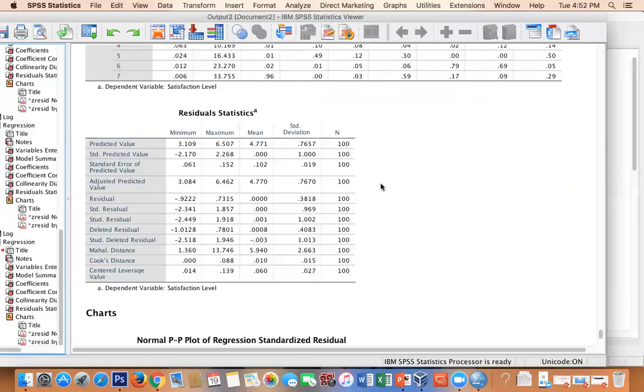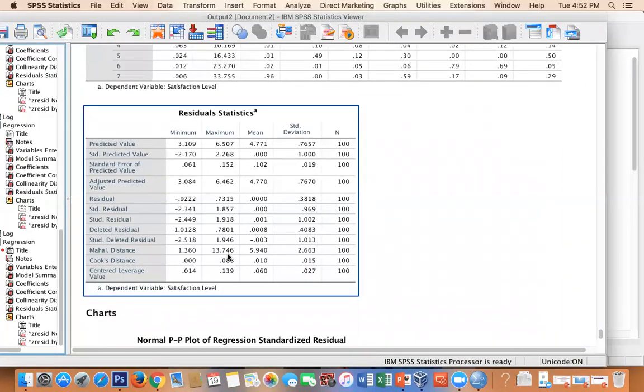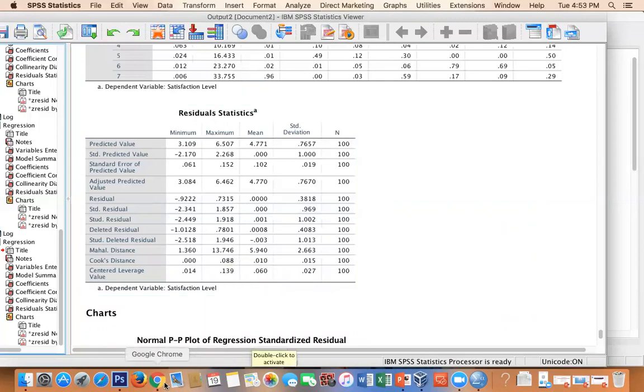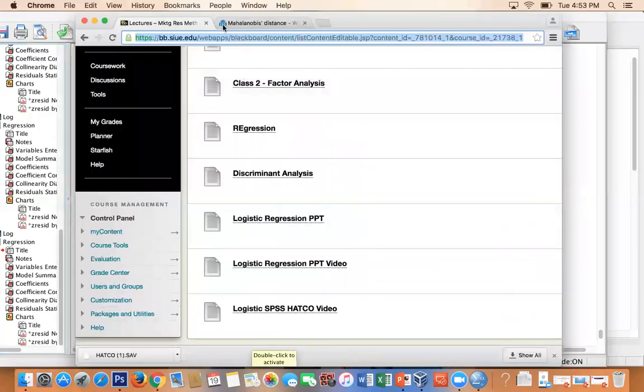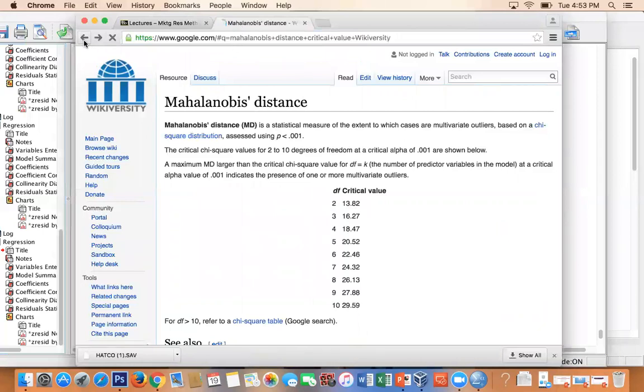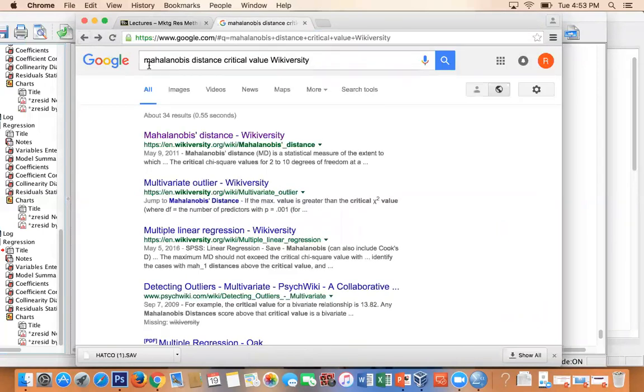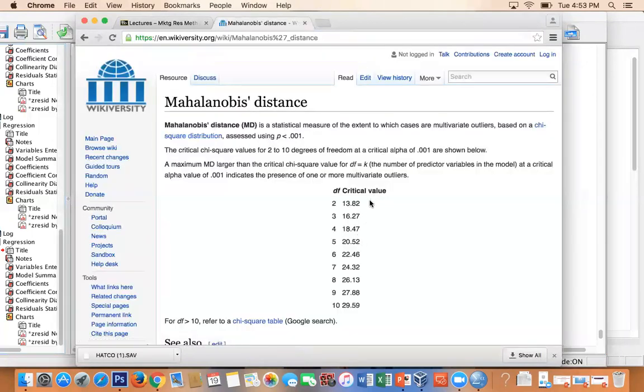Okay, then residual statistics. I'm looking at Mahalanobis distance in order to identify outliers, just to see if there are indeed any outliers. So the maximum value of Mahalanobis distance is 13.746. Now, how do I get the critical value? I would suggest you go to Google. Okay, go to Google, type Mahalanobis distance critical value Wikiversity, and the first link will give you the Mahalanobis distance table, from degrees of freedom 1 to 10.